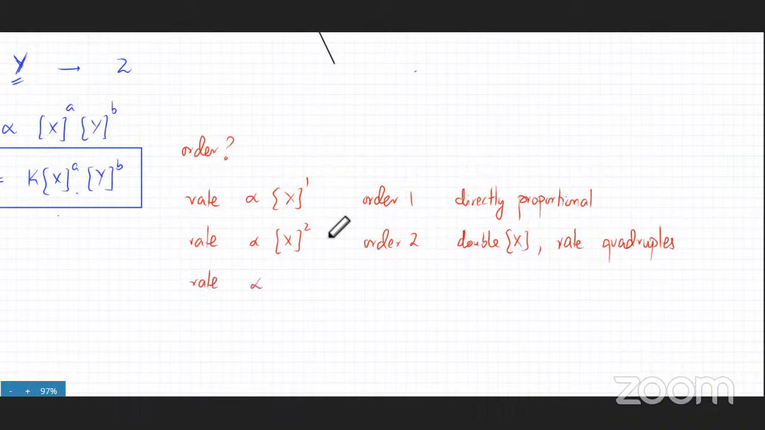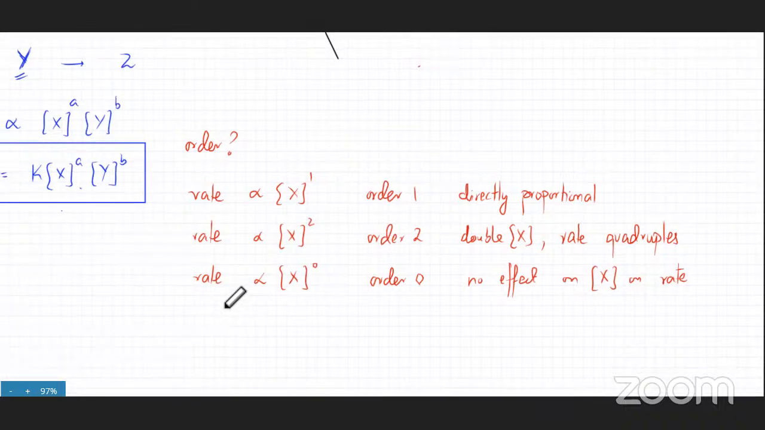And then you have rate proportional to the concentration of X, and the power is 0. That is order 0. That means no matter what the concentration of X is, anything to the power 0 is 1. That means the rate would remain unchanged. So there is no effect. No matter what you do, the rate is not going to be affected by this.